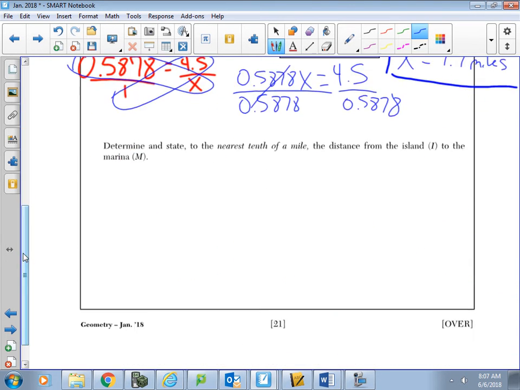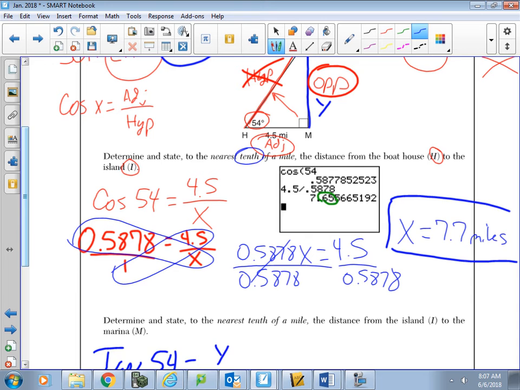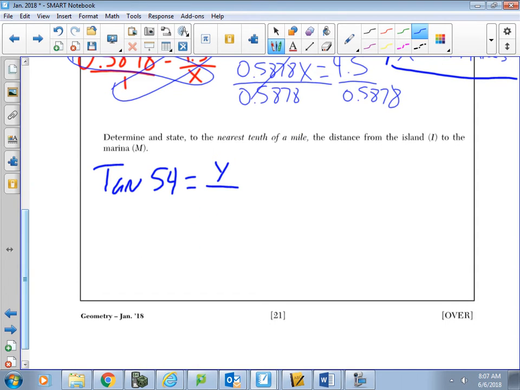So we're going to come down here and say tangent of 54 is equal to the opposite, which is what we're looking for. We can call that y. I'll call it y because I don't want to call it x since I already called the other one x. I'm going to say y over 4.5. They won't mark it wrong if you call it x, I'm pretty sure, but just to be sure.